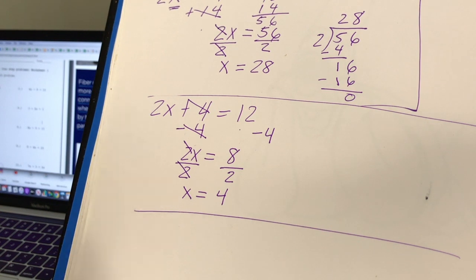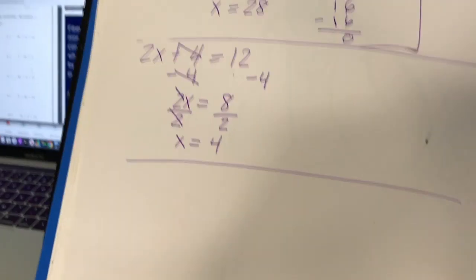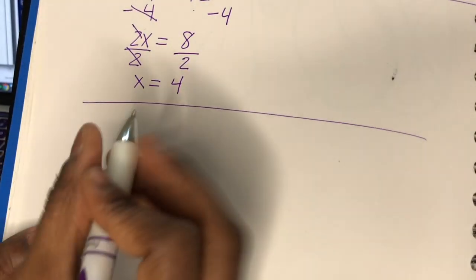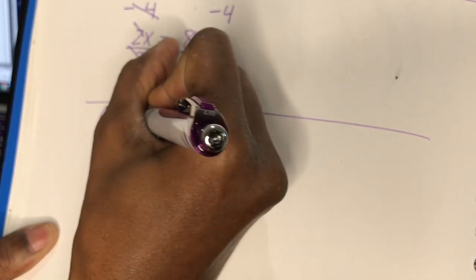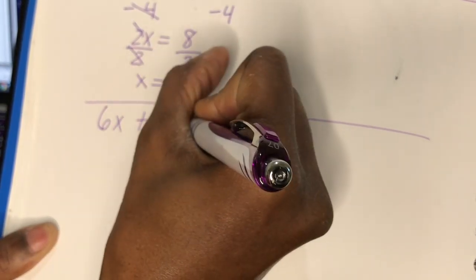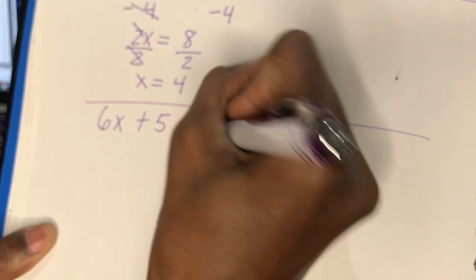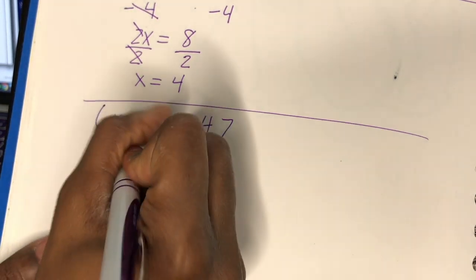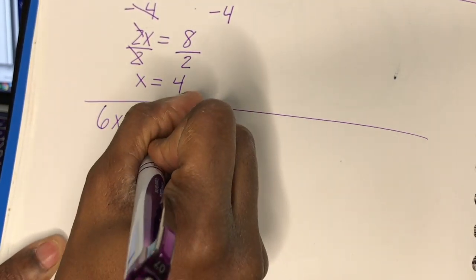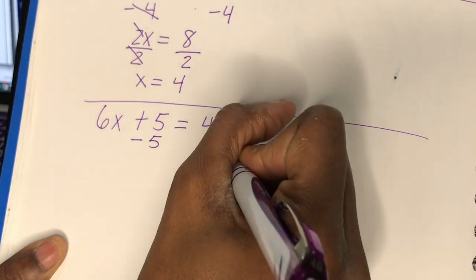Okay, so that is solving an equation, two-step problem. I'll do one more because I really, really want you to get this. So, let's see, 6x plus 5 equals 47. Okay, so first thing is to undo the addition. To undo it, we're going to subtract 5 on both sides.